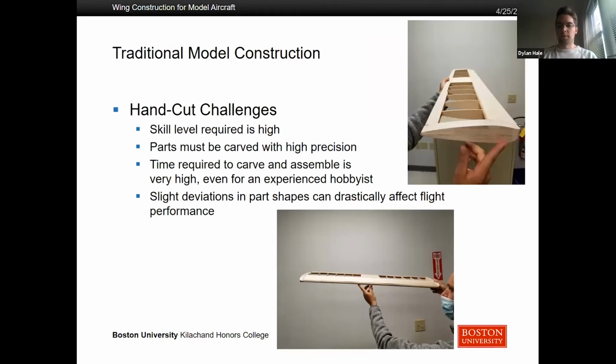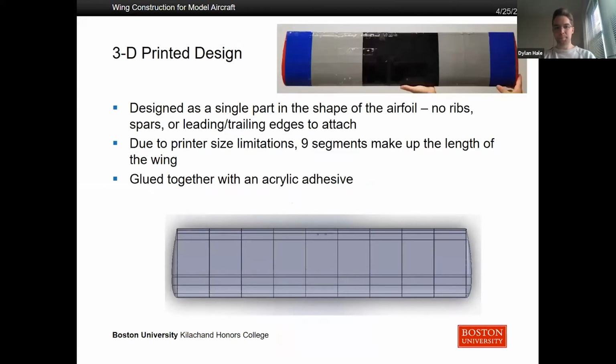So the traditional model construction that pretty much all hobbyists use is hand carving wings. Now, this process is very difficult, even for an experienced hobbyist. It would take a lot of time and effort, and it's really more of an art form than anything else. But for amateurs like ourselves, this was an incredibly difficult thing to do because we had to carve out each piece separately, and each of the ribs needs to be the same size and shape. Otherwise, the wing's going to get bent or warped. And so we spent a lot of time trying to carve out all these ribs to be exactly the same, and we messed up a lot. So it was definitely a very tedious and time-consuming process.